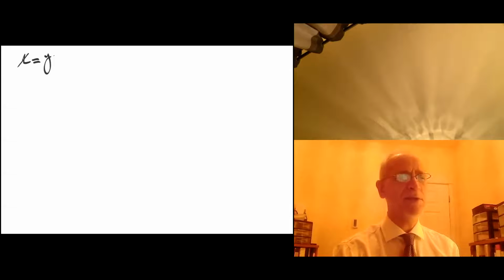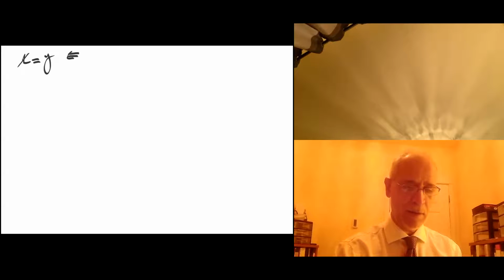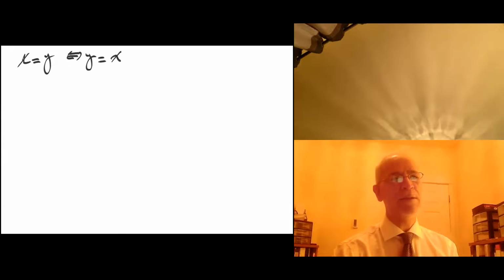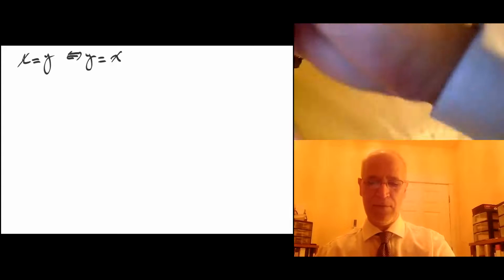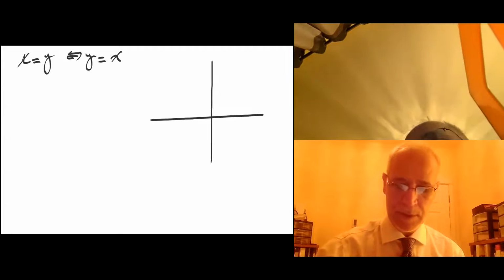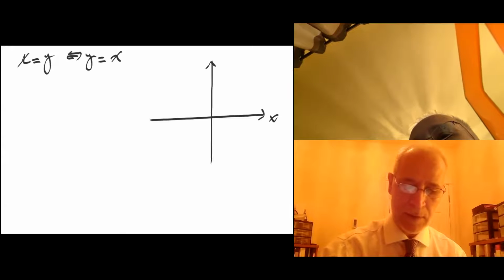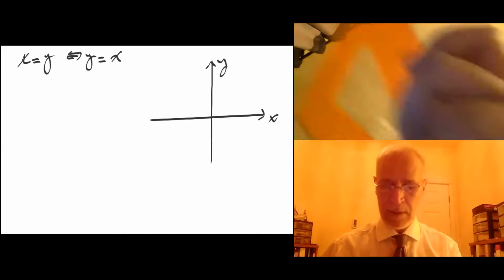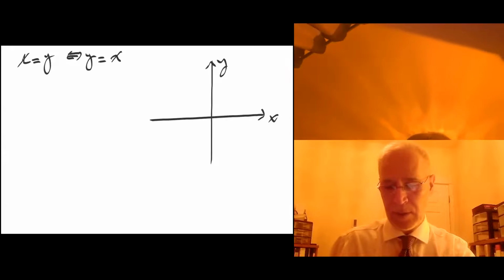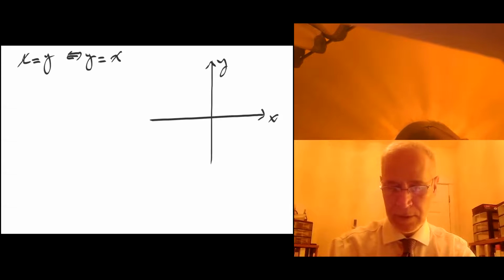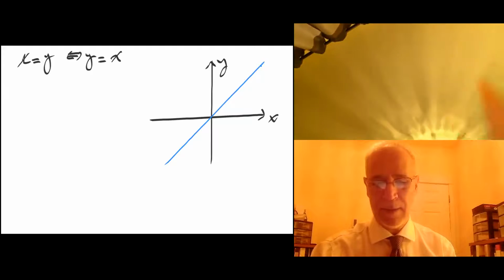Let's start with x equals y, which is the same as saying y equals x. That was probably the very first linear equation that you were exposed to. And the graph of that is going to look like this. So this is x and this is y, and x equals y is going to look something like this.